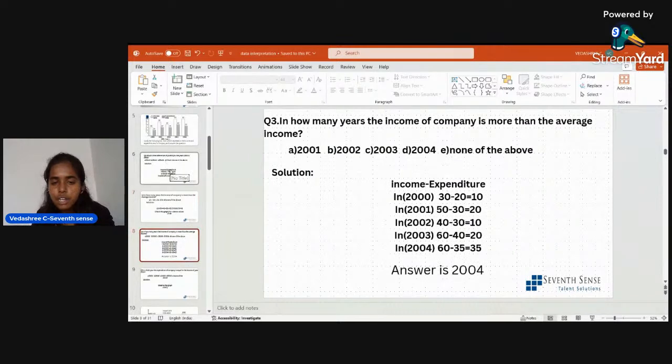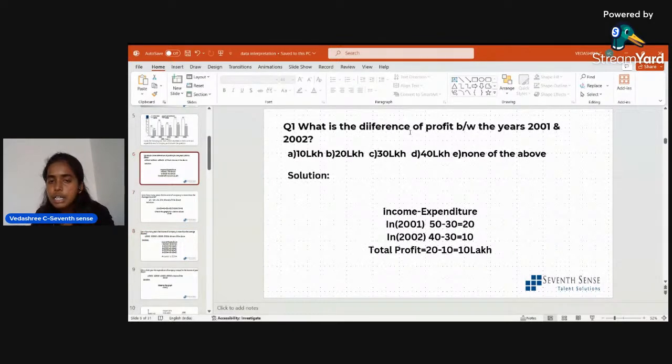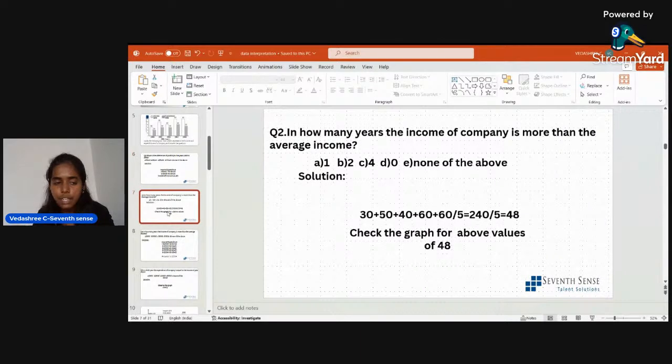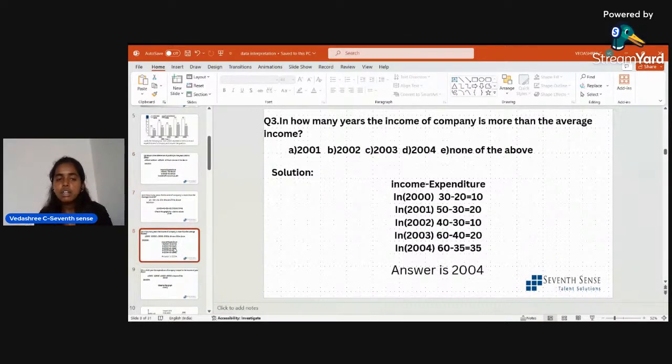So in the first question, we calculated the difference of profit between two years, 2001 and 2002. In the second question, we calculated the average. Now the third question is: in how many years is the income of the company more than the average income? So here we need to find the years.